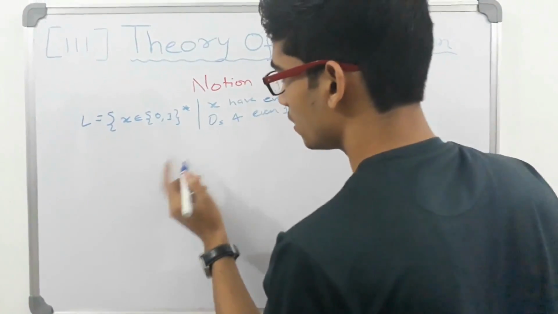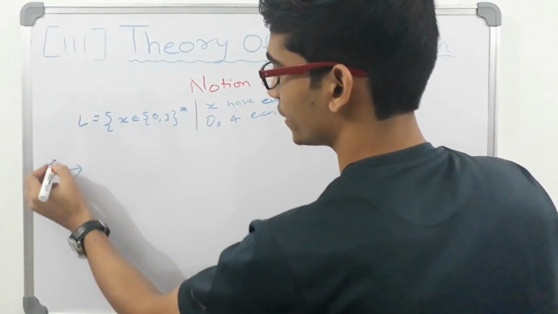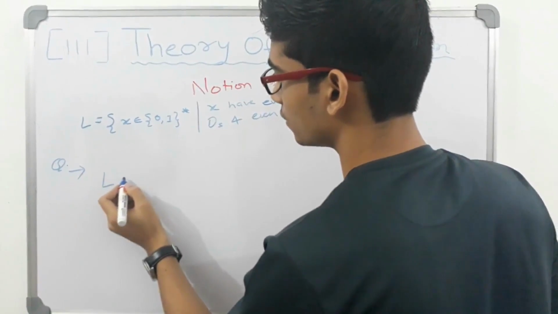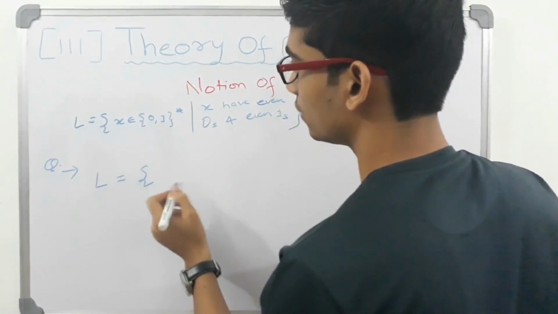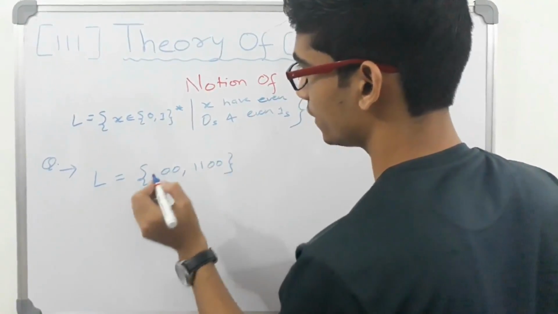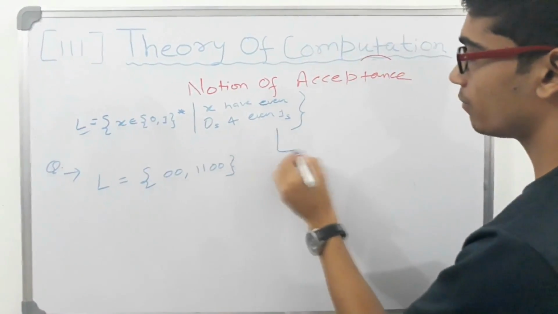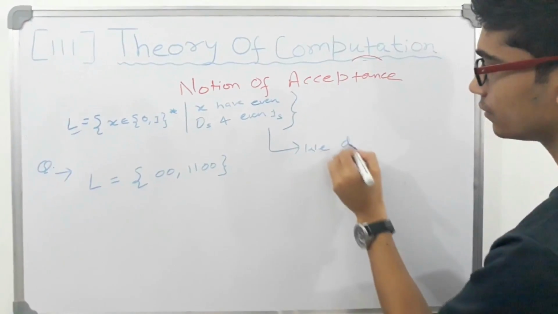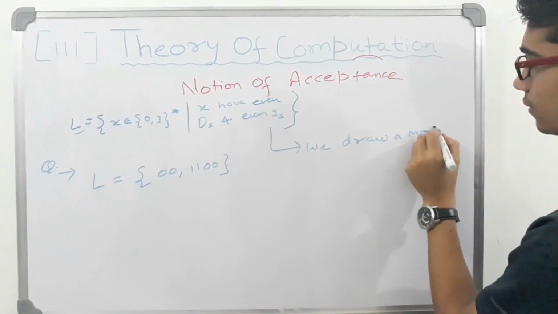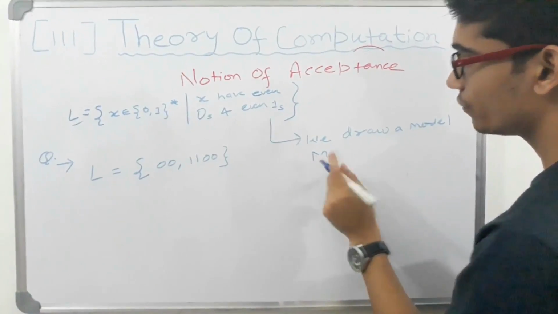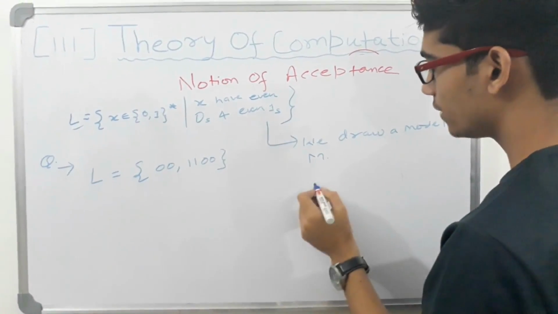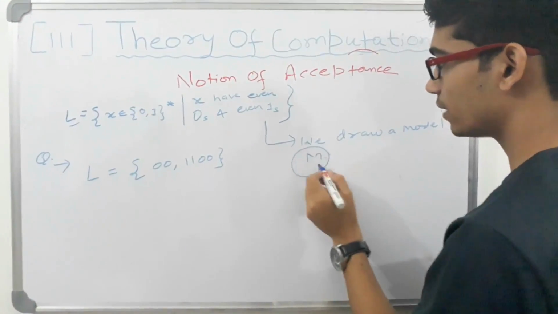Now suppose my question is, I tell you we have a language L1 equals 0 0 1 1 0 0. This was the language and we draw a model M. We actually did draw it some minutes back. So the model was M. Let us name that model as M.